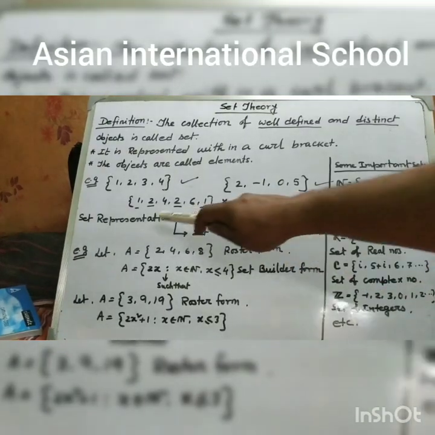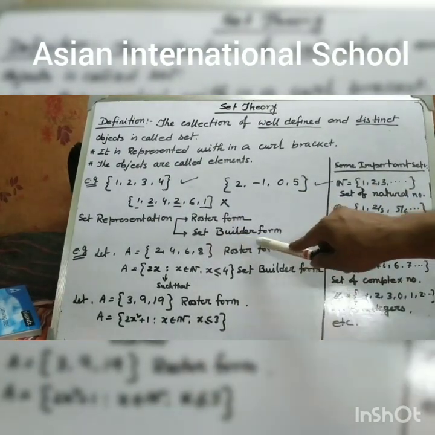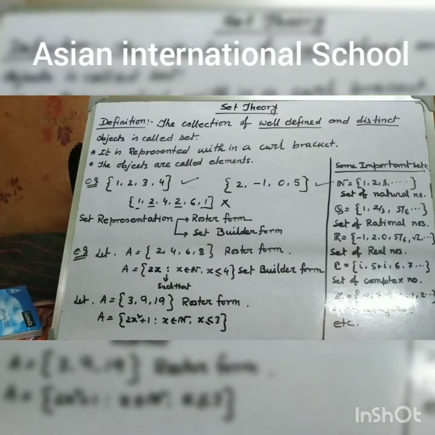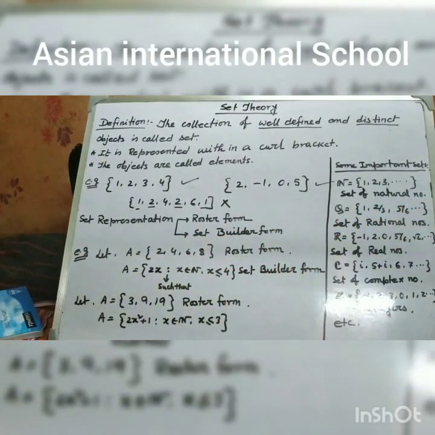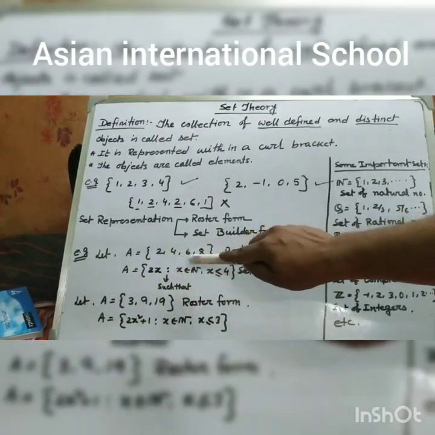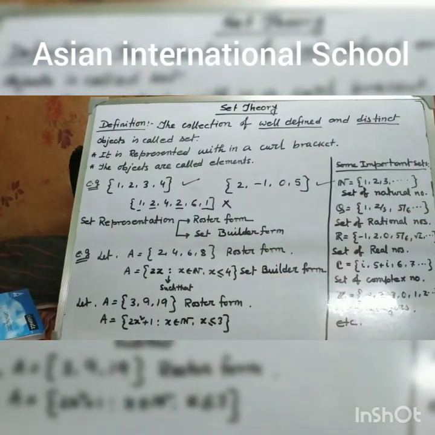Now the set representation. The set representation is of two types. The first one is called the roster form and the second one is called the set builder form. Let's give an example. Let A be a set 2, 4, 6, 8. This form is called the roster form.